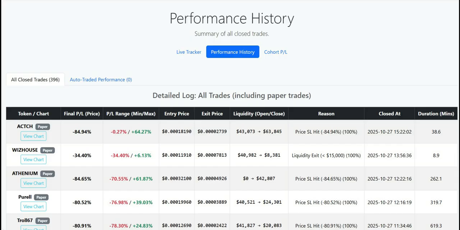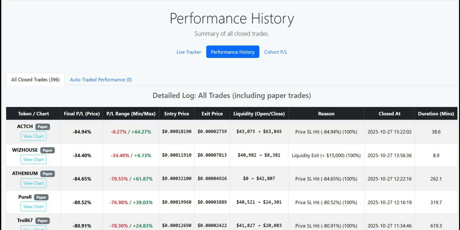Next, let's click on the Performance History tab. This page is your detailed logbook of every single trade signal that has been closed. It's essential for understanding the analytical tool's logic and its overall performance over time. At the top, you can see we have two tabs: All Closed Trades, which shows 396 simulated signals, and Auto-Traded Performance, which would show the results of only the trades you executed with real funds. The table here gives us a complete breakdown of each past opportunity. Let's analyze a few rows to see what we can learn.